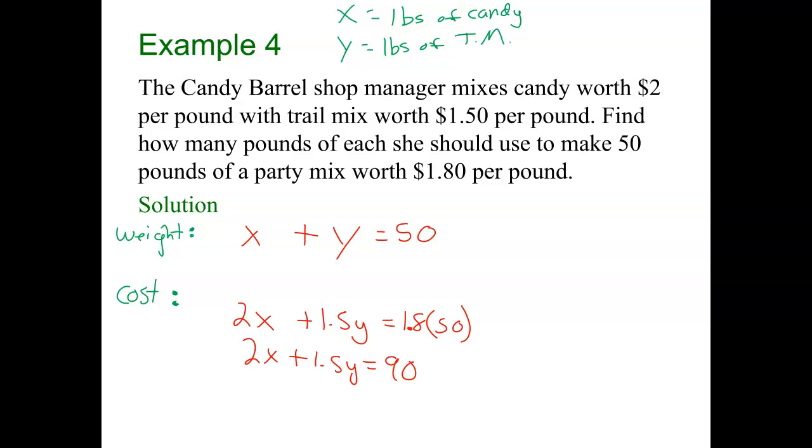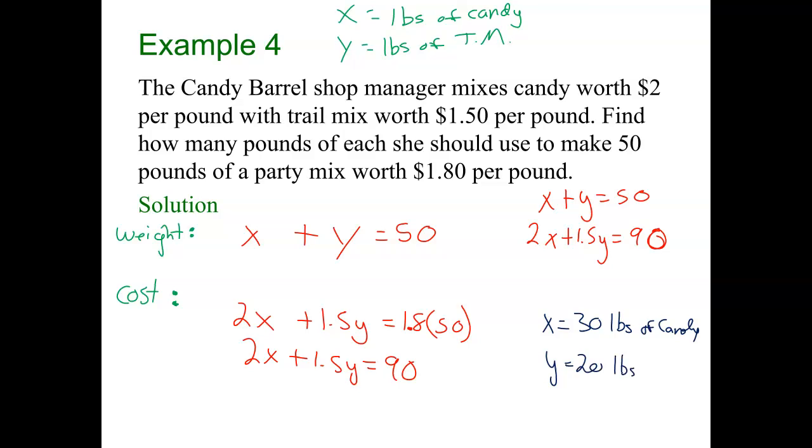Now I've got my system. X plus y equals 50. 2x plus 1.5y equals 90. And then we would go ahead and solve. I don't want to spend all the time going through that solution. You could solve using substitution. You could solve using elimination. Whatever feels most comfortable to you. X, which represents our candy, ends up being 30. So 30 pounds of candy. And y ends up being 20 pounds of trail mix.